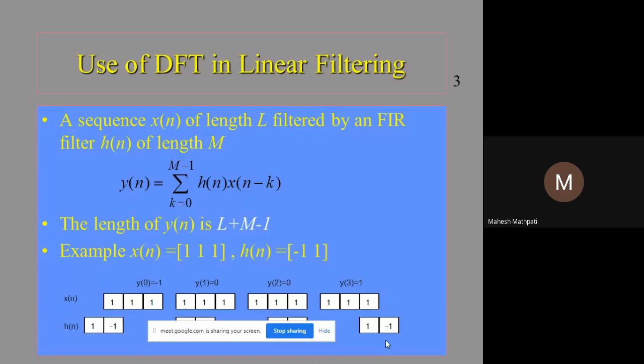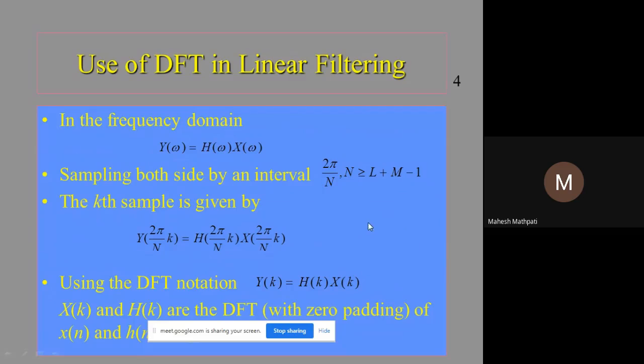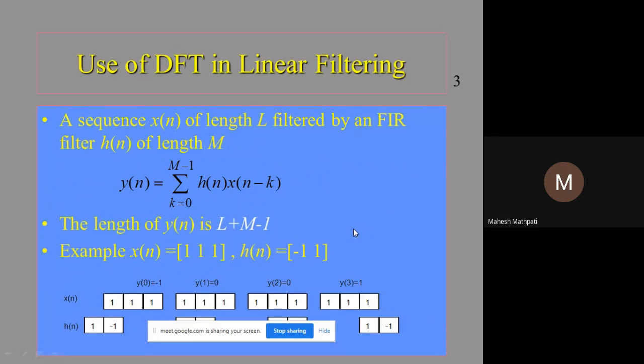The length of y of n, as I already told you, is L plus m minus 1. The length of y of n is the length of the linear convolution. Output length of the linear convolution is L plus m minus 1. So here he has taken a reference of one example, how this can be used. You just note down that example: x of n equals the sequence 1 1 1, h of n equals minus 1 and 1.